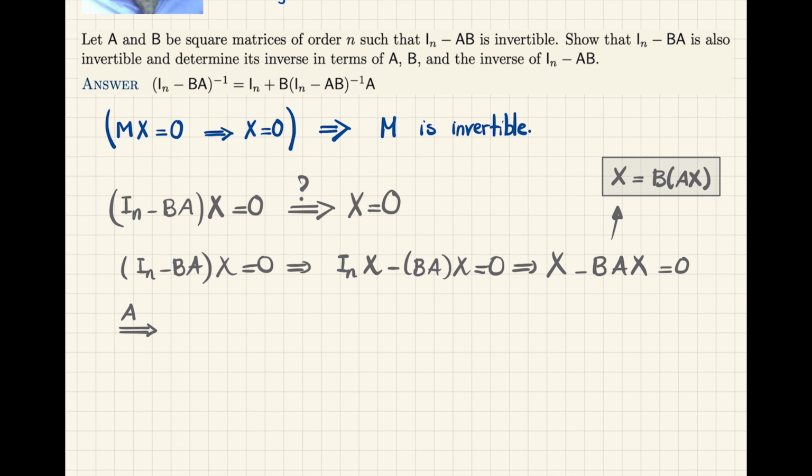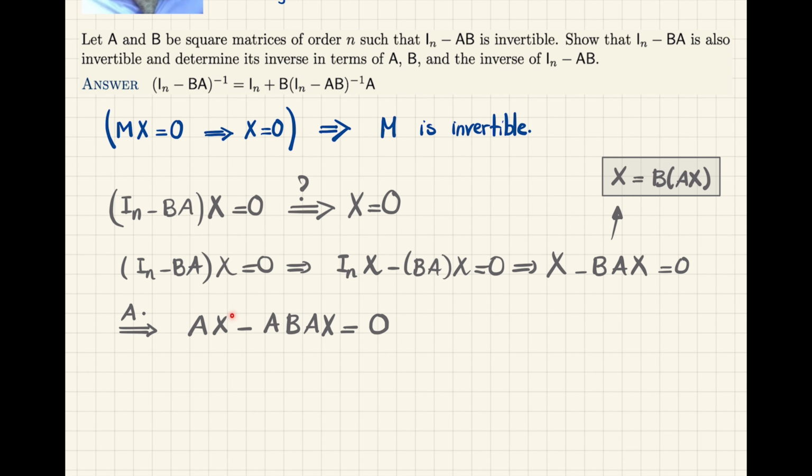Okay, so I will multiply both sides by A, so this becomes AX, and the other one becomes ABAX. On the right hand side, of course, A times the 0 matrix is the 0 matrix. The reason that I don't worry about putting a pair of brackets is because I know that matrix multiplication is associative. But what is good about this is that you see I have AX here and I have AX appearing on the right hand side in this product.